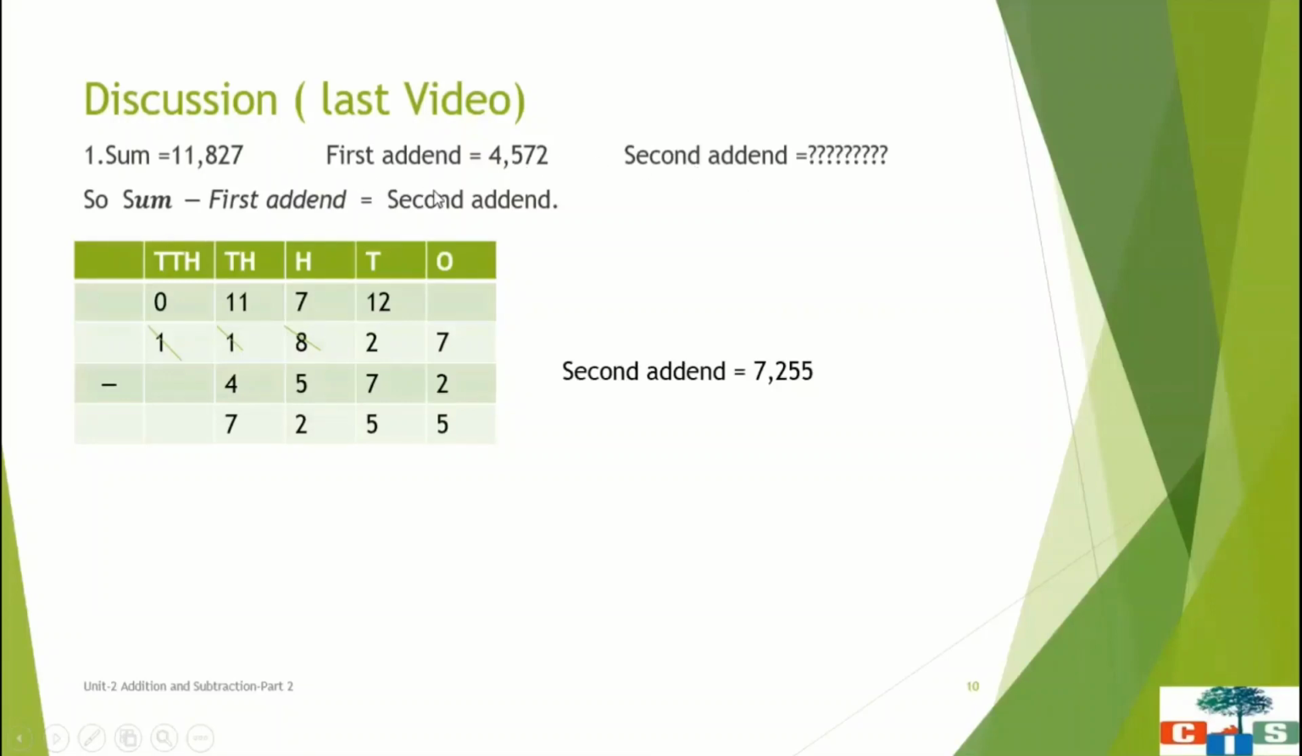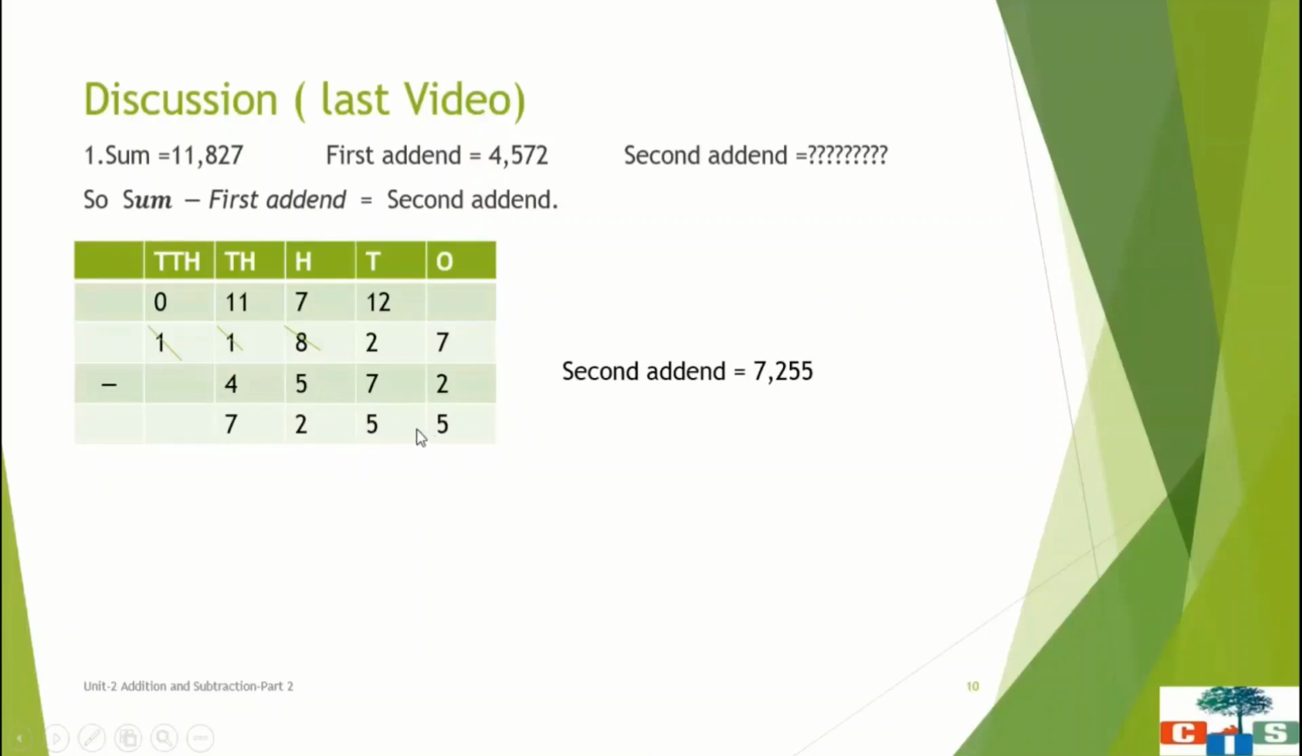So what is the formula for finding the second addend is you have to subtract first addend from sum. Okay. So the sum minus first addend equal to second addend. You will get the second addend with the help of this formula. So see, what is sum? 11,827. What is first addend? 4,572, and we need to find the second addend. So simply you will subtract sum and first addend. So you will get the second addend. So after doing subtraction, the second addend is 7,255.